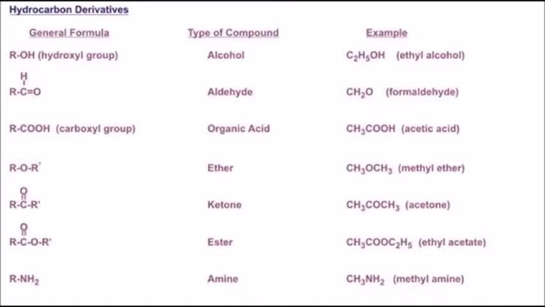Next type of compound, ketone. RCOR is its general formula, and an example is acetone. Ester, whose formula is RC double bond OR. An example is ethyl acetate. And then finally we have the amine, whose formula is RNH2. An example is methyl amine.